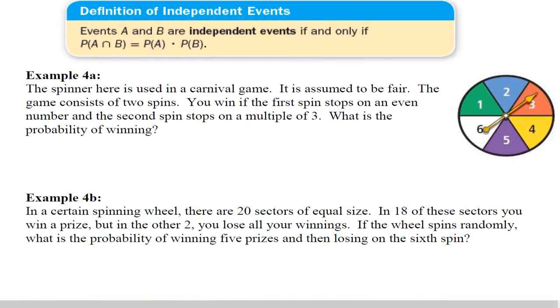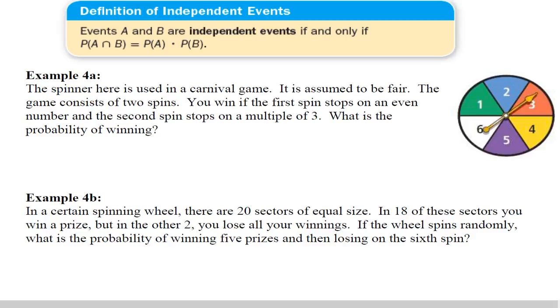So let's look at these examples. This first one says the spinner here is used in a carnival game. It is assumed to be fair. The game consists of 2 spins. You win if the first spin stops on an even number and the second spin stops on a multiple of 3. We want to figure out the probability of winning this game.